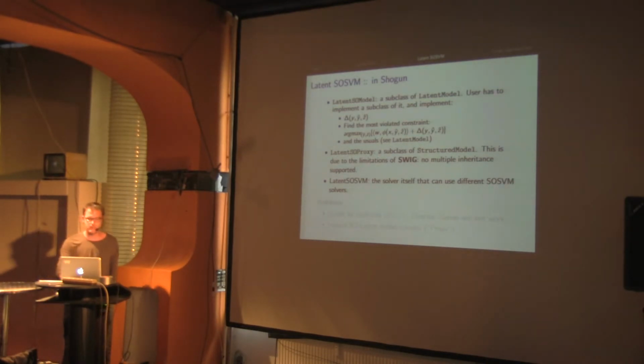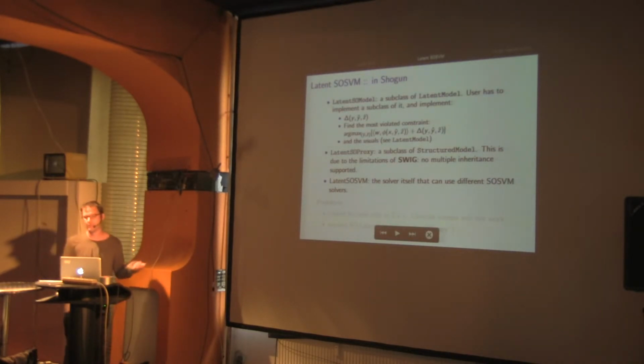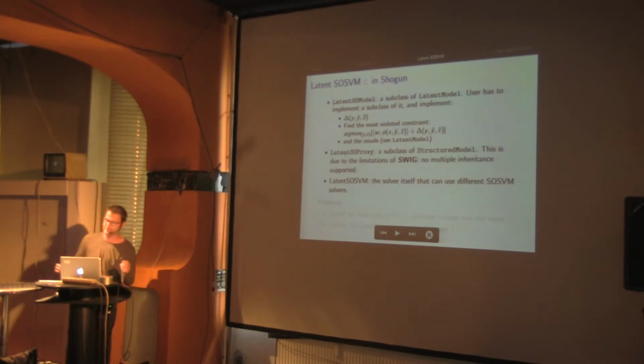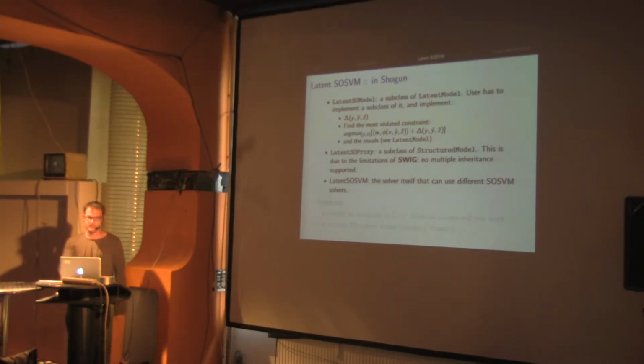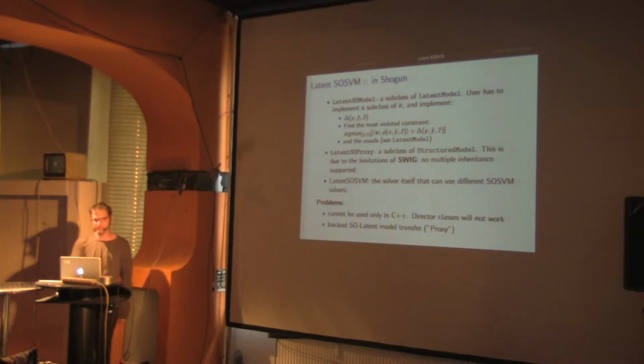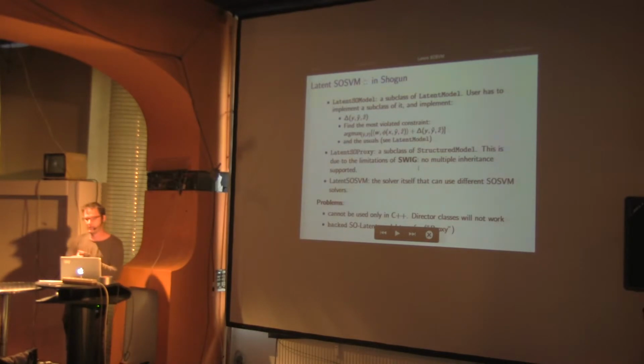And so I created a proxy class, which is stupid, but the problem is that, because of SWIG, I cannot have multiple inheritance. So I'm going to have this inherit from latent model, and this inherit from structural model, and then these are mapped together. Well, you don't really care about this if you're just using it, so don't worry too much about it.